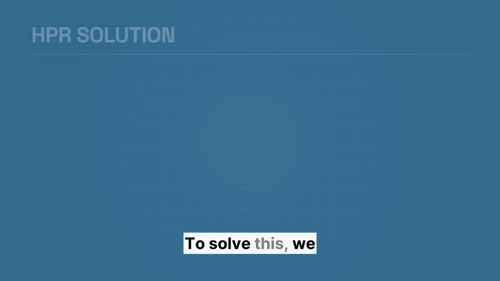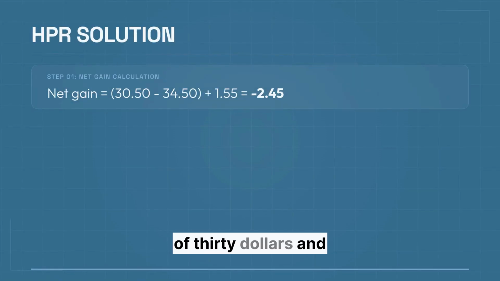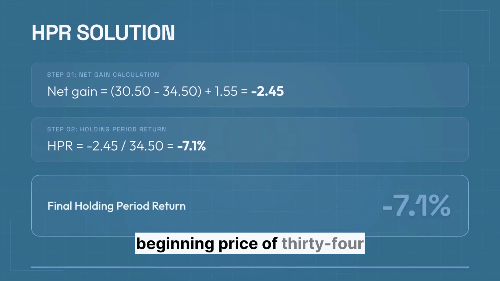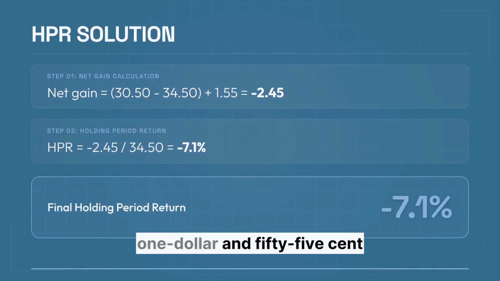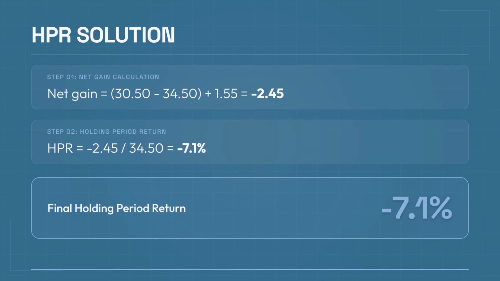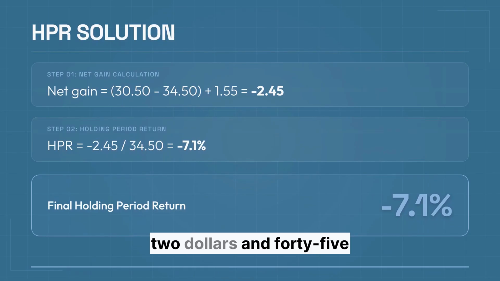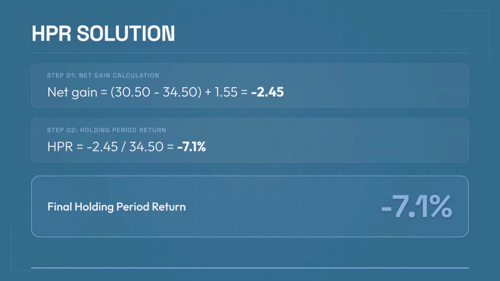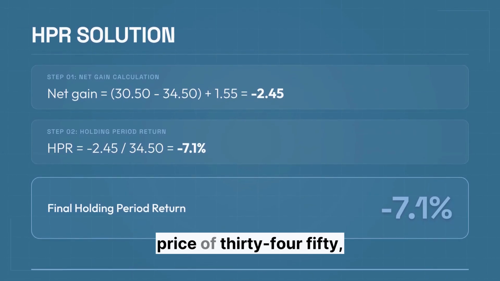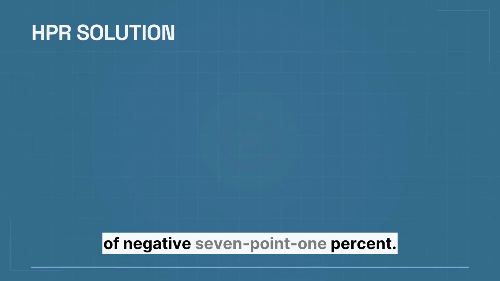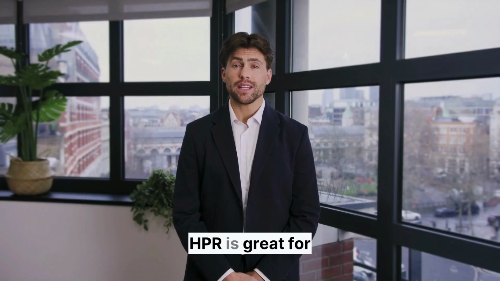To solve this, we take the ending price of $30.50, subtract the beginning price of $34.50, and add the $1.55 dividend. This gives us a total gain of -$2.45. Dividing by the initial price of $34.50, we get a return of -7.1%. HPR is great for one period, but for multi-year performance, we need averages.